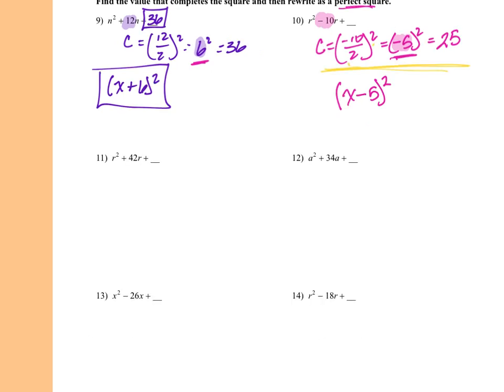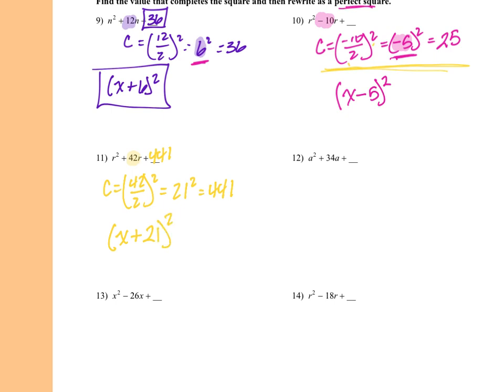So let's go ahead. I'm going to look at the 42. And I'm going to go C equals 42 divided by 2. And 42 divided by 2 is 21. And then I'm going to square 21. And I think that is 441. So what goes on the line is 441. And then it needs me to write it as a perfect square. So that means I'm going to write x plus 21.